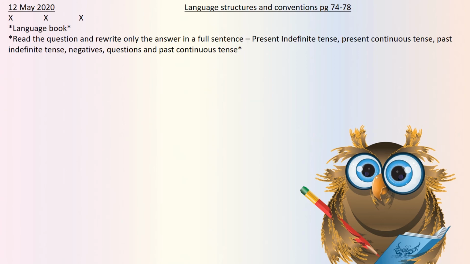For today's lesson, grade 4, you will do it in your language book. You will write today's date, language structures and conventions, page 74 to 78. You will read the questions on pages 74, 75, 76, 77, and 78, and only write the answers in full sentences. For example, they say, write down the correct form of the verb.